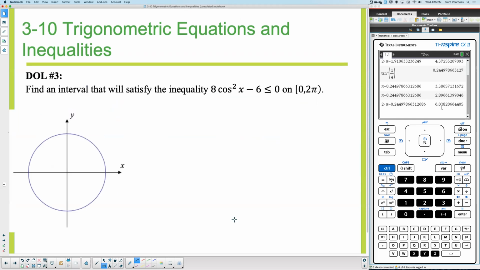So there's a whole lot there. DOL number 3, I'll let you work on this, and you can use a calculator if necessary.